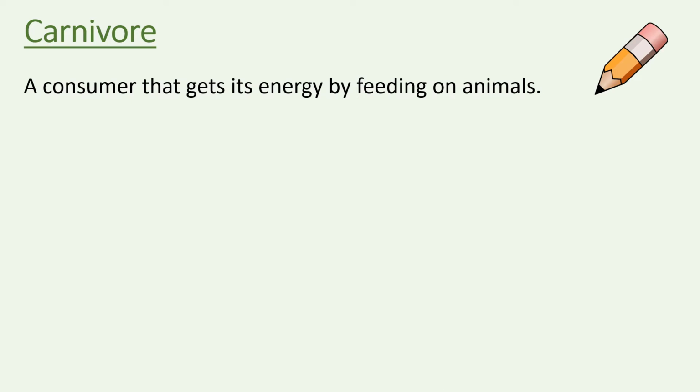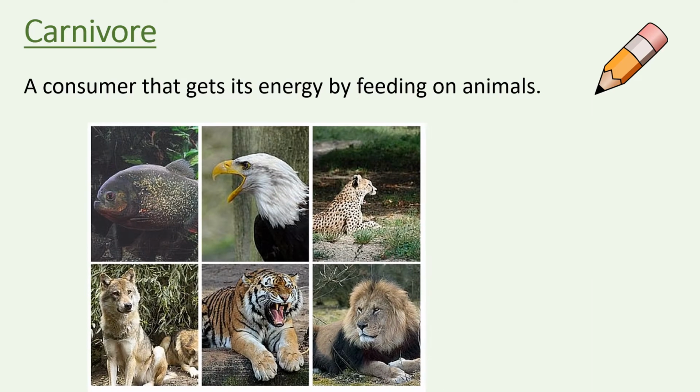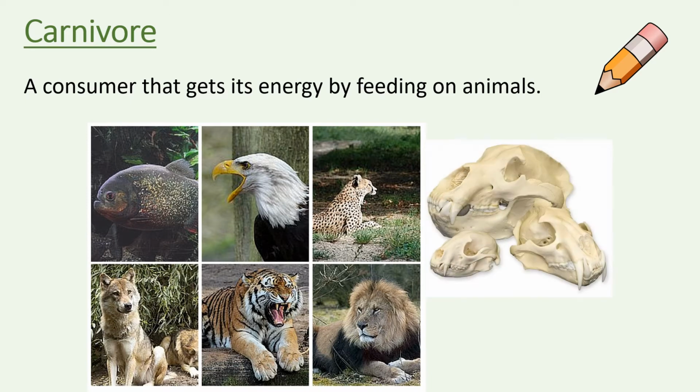The next one that we're going to look at is carnivore. So write down what you think a carnivore is before I go over the answer. The answer is that it is a consumer that gets its energy by feeding on animals. So basically an animal that feeds on only animals. So you get like eagles, cheetahs, tigers, lions, etc.